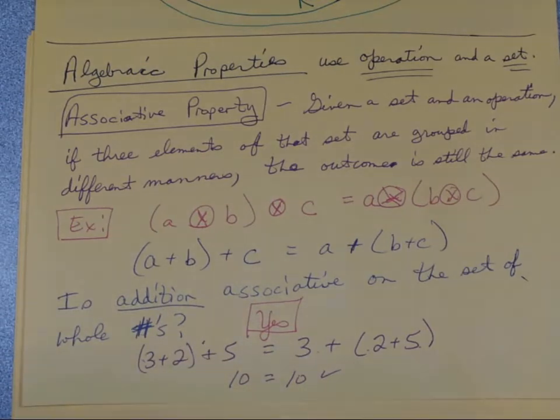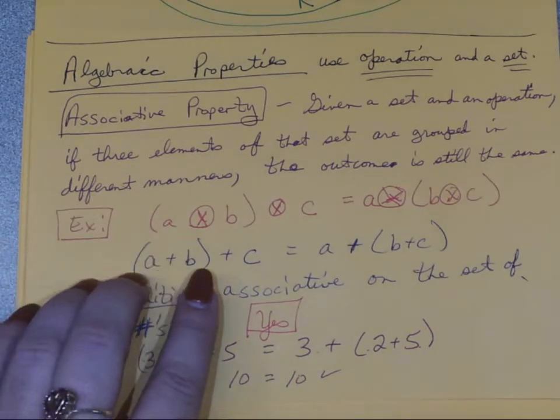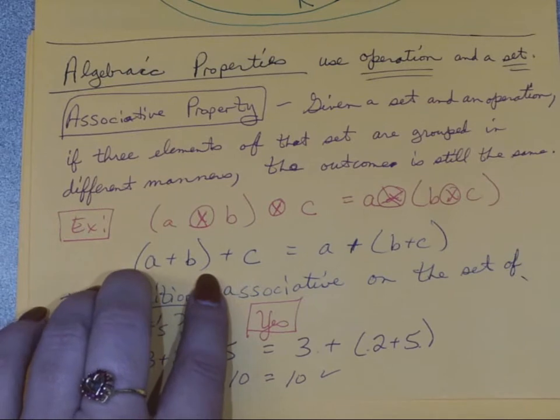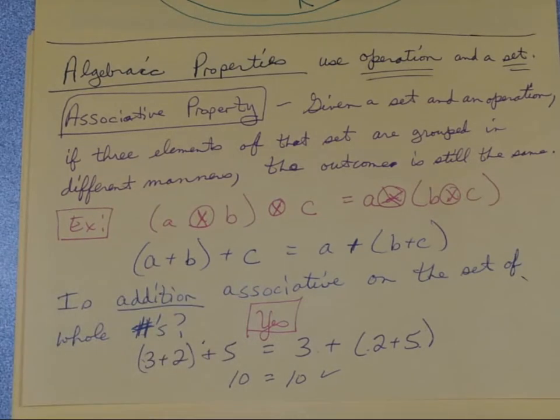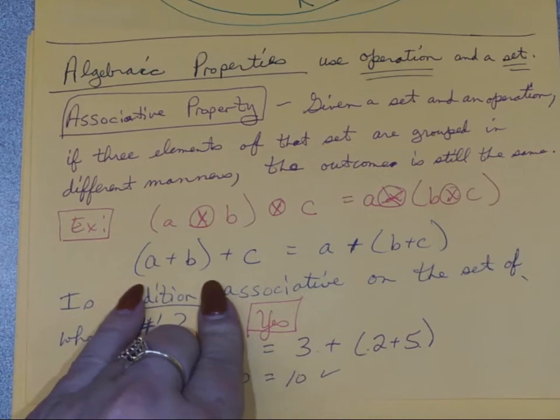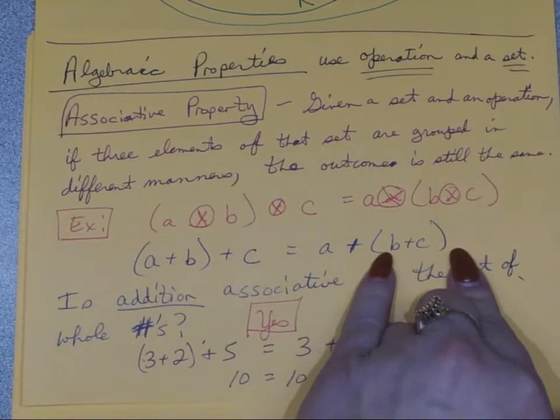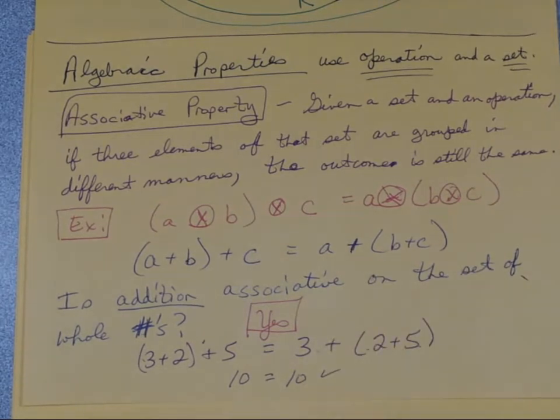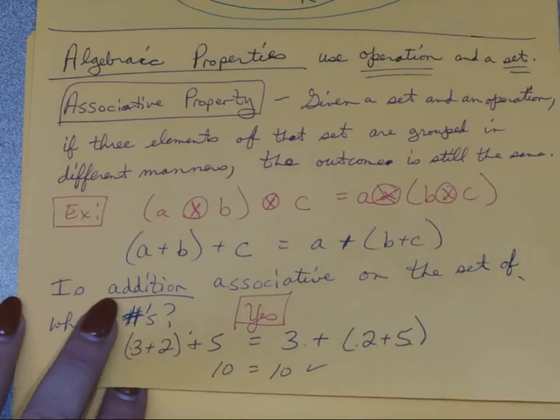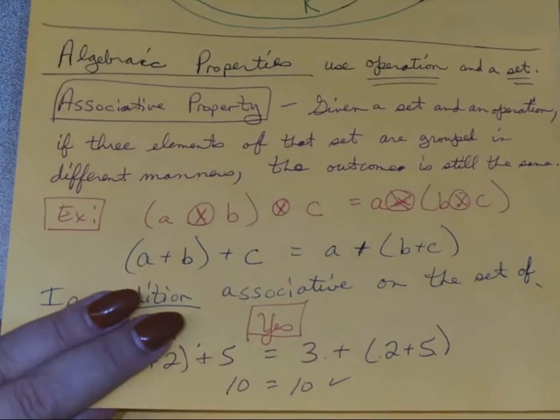So associative and grouping go together. I'm moving which guys are kind of pushed together in a grouping. So here the A and the B are associated inside of the grouping, but here the B and the C are associated inside of the grouping. So that's what I think whenever I see associative. That's how I keep that straight in my head, is that associative goes with grouping.